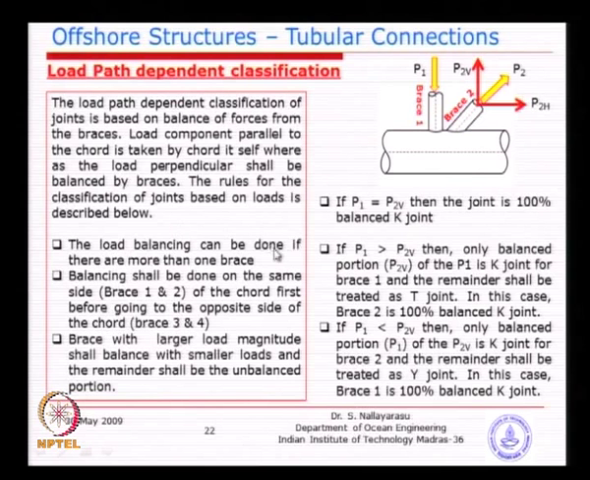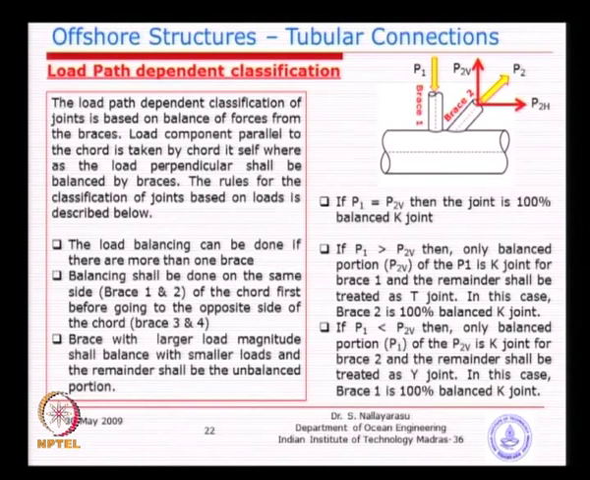Now, we will look at the classification of joints based on loads. It is very interesting. You should understand that it may become a Y joint or a K joint depending on whether the load is coming balanced or not balanced. We call it load path dependent classification. You should not just believe that because the joint looks like a Y joint, you will go for Y. It should not be that way. You look at the geometry plus the loads coming in.